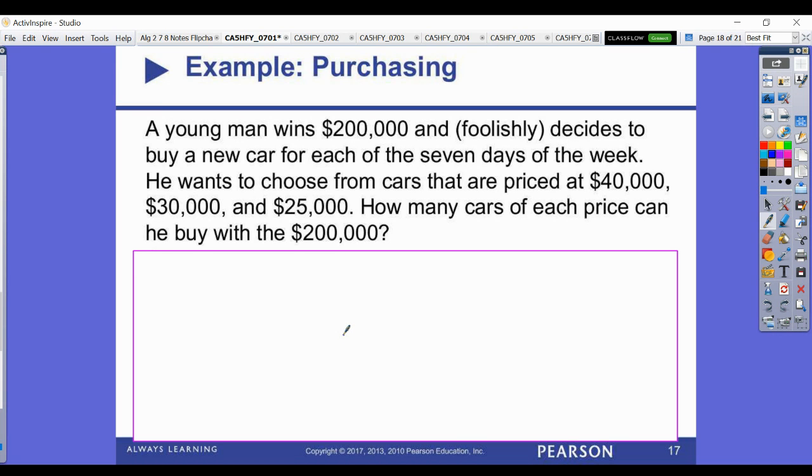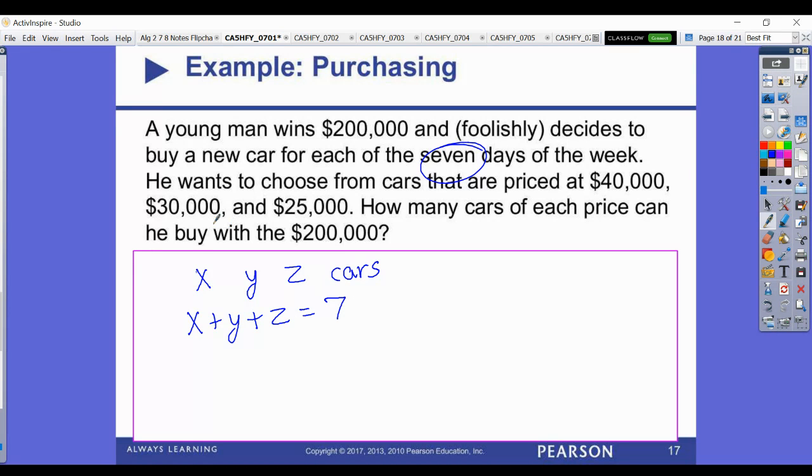So we know he wants to buy 7 cars, right? So there are 3 different types of cars. We can call them ABC or XYZ, whatever you want. So I'm going to call them XYZ cars. Okay, how many cars can I buy? Or I want to buy 7. So I want x plus y plus z to equal 7 because I want 7 cars.